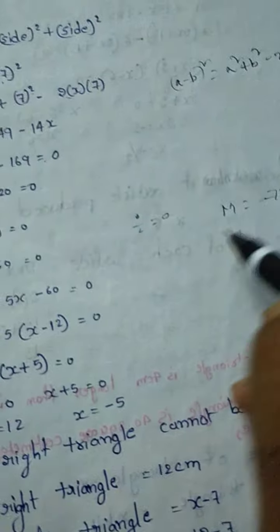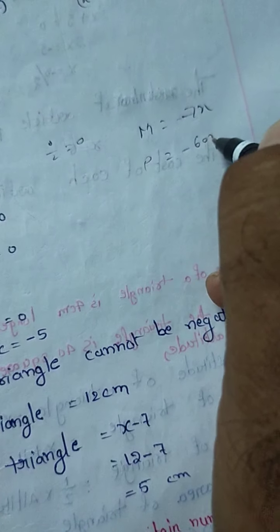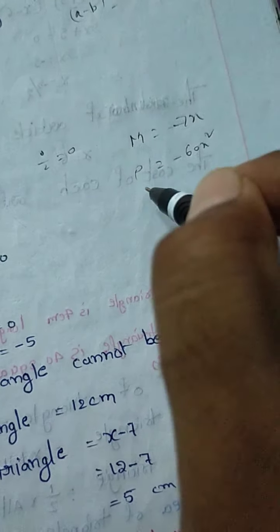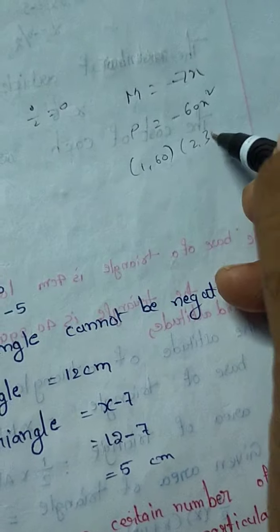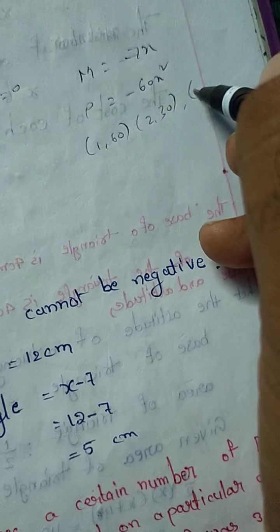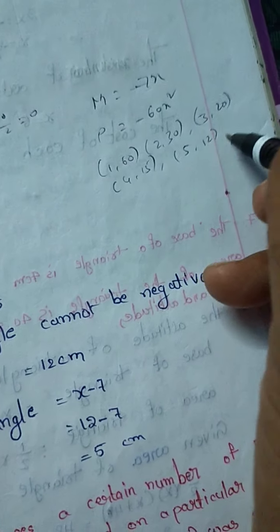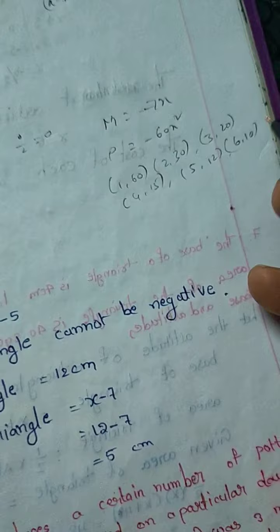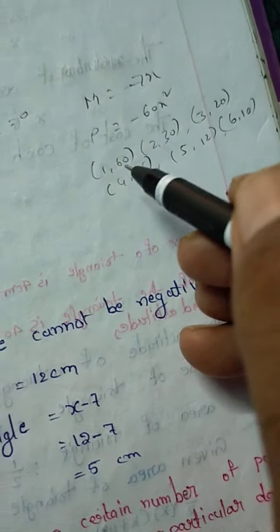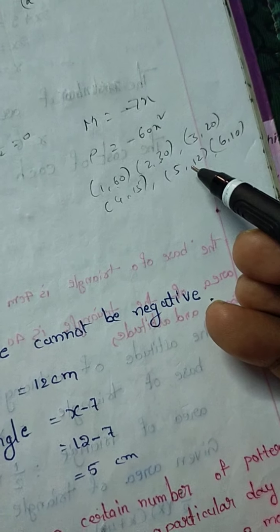The middle term is minus 7x, and the product is minus 60 x squared. We need two values that multiply to 60. The factors are 1 and 60, 2 and 30, 3 and 20, 4 and 15, 5 and 12, 6 and 10. Observe, adding should give 7. Taking any of those by subtracting or adding is not possible.